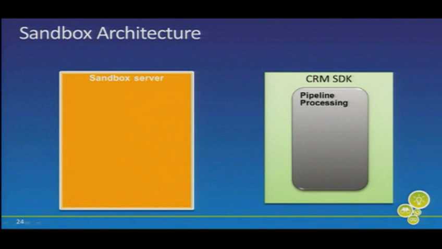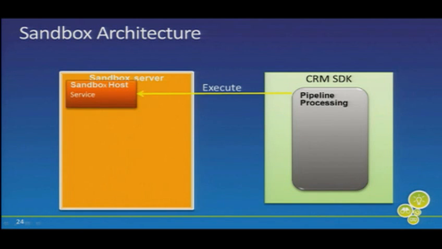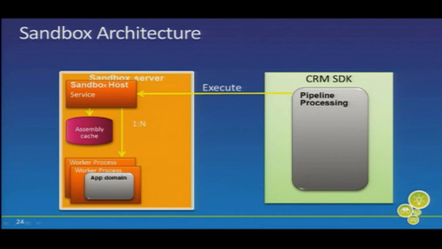So the way this works is we have the concept of a separate sandbox server. That may be running on your local machine, or it could be running on one or more other machines in your server farm. When we execute a sandbox plugin, that execute call gets piped across, either over the network or I think through named pipes, to your sandbox host service. Your sandbox host service pulls the appropriate assemblies out of the cache and spins up a worker process, a new Windows process for every single org. So every org has its own Windows process.